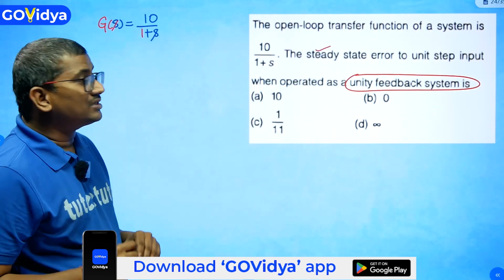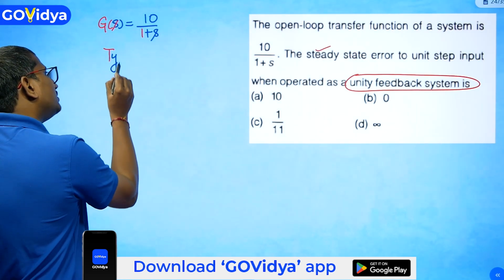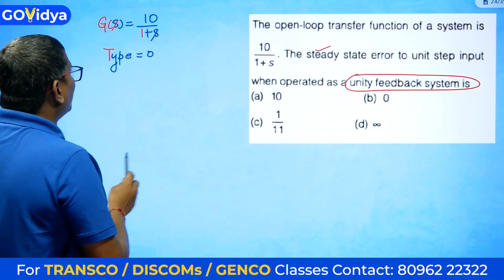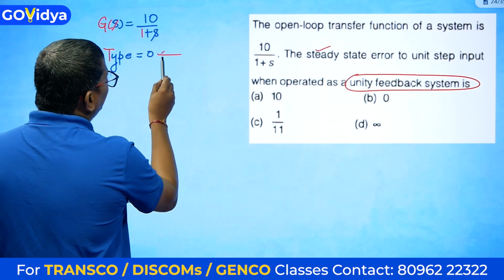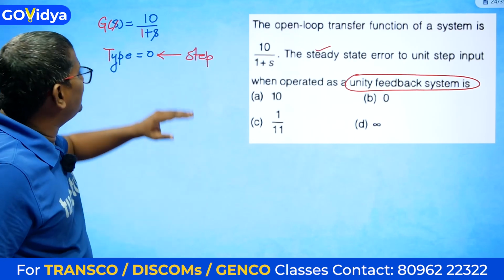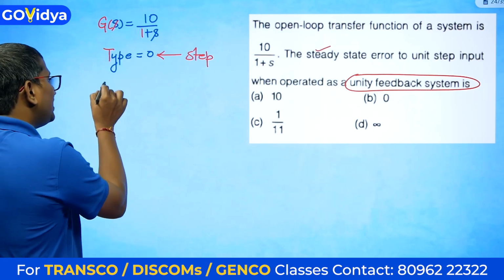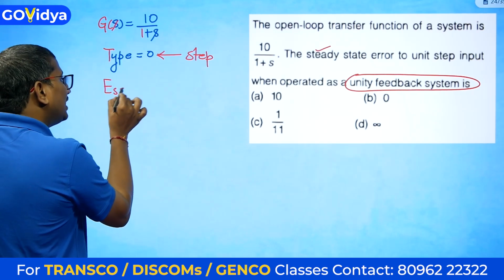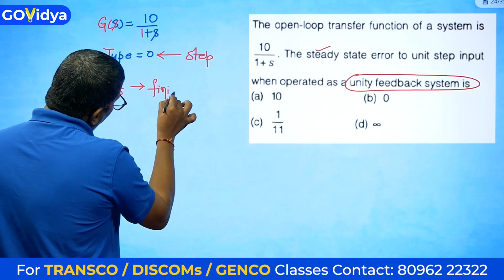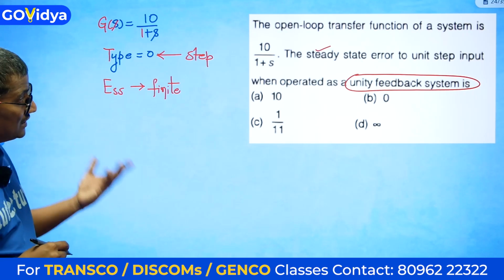What type of input is it? Step input. So is it type 0 or type 1 or type 2? It is a type 0 system. And what sort of input are you giving to this? Step input. When a step input is given to a type 0 system, the steady state error is always finite. We don't know how much, we have to calculate that.